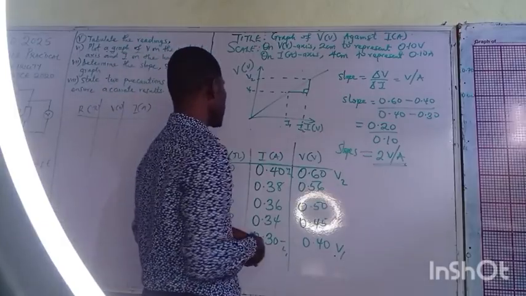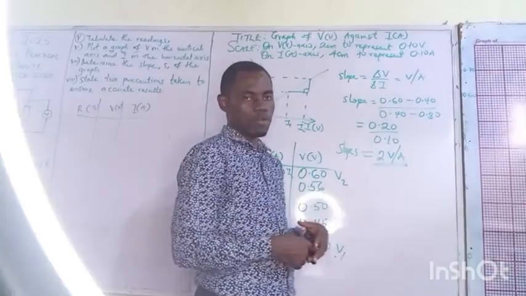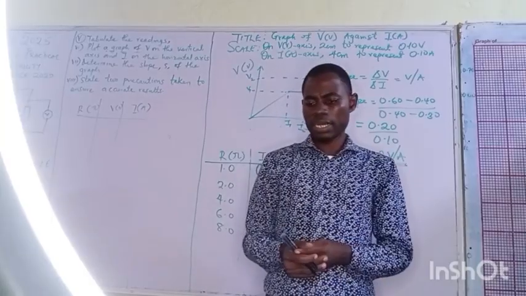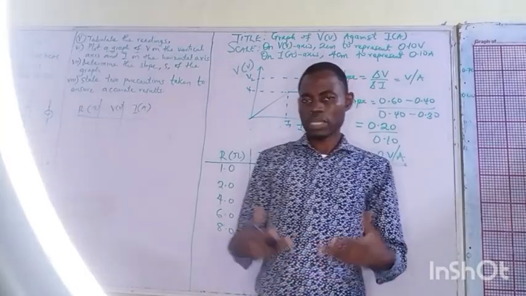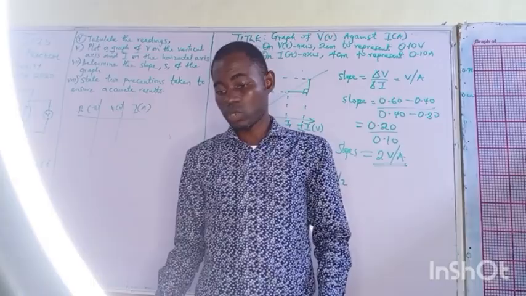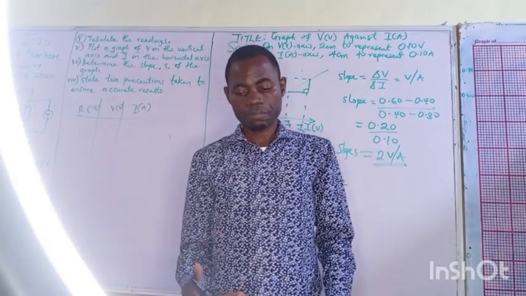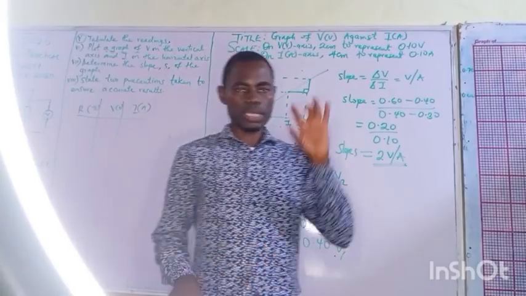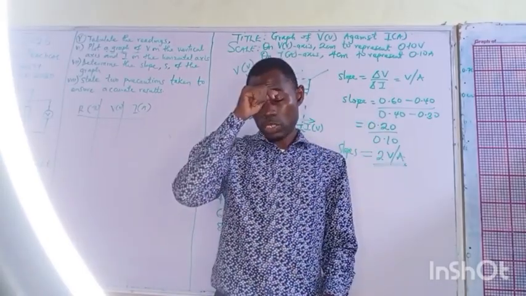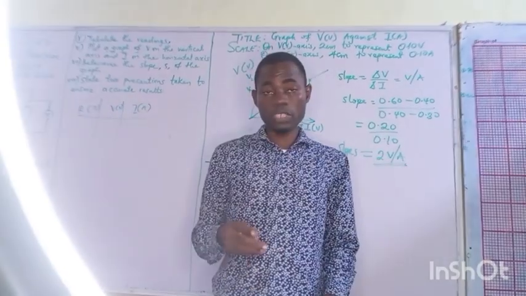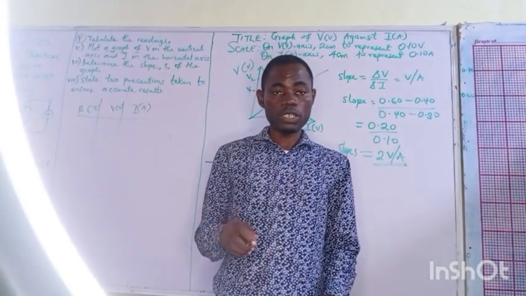The next thing is to state the precautions. What are the precautions that we need to take, or that I took when I was carrying out the experiment? You saw me very well. I used battery. So in that situation, I have a precaution on battery. I ensured that my key was open when the measurement was not taken to avoid the rundown of the battery.